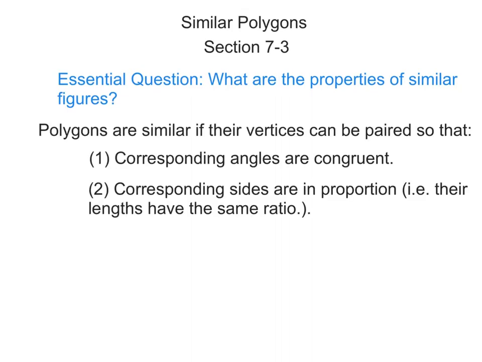So our formal definition might look like this. Polygons are similar if their vertices can be paired so that 1, corresponding angles are congruent, and 2, corresponding sides are in proportion. That is, their lengths have the same ratio.